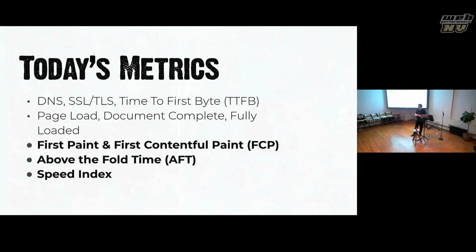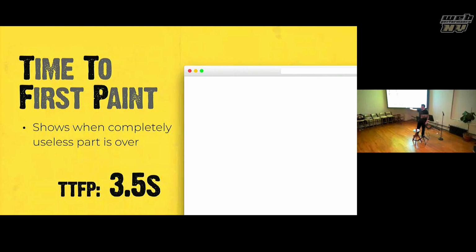You can still build applications that match that very well, but we are not building applications so we can measure them. It's the other way around, right? So that's where newer metrics started to emerge, things like first paint, first contentful paint, above the fold time and speed index. Those metrics are closer to measuring what the user experiences. So let's talk about them quickly. Time to first paint, right? Very good metric. You want it to be as low as possible.